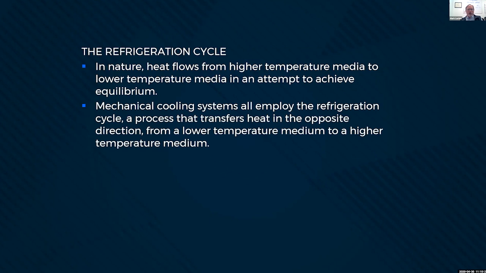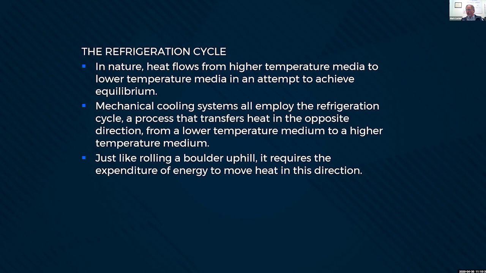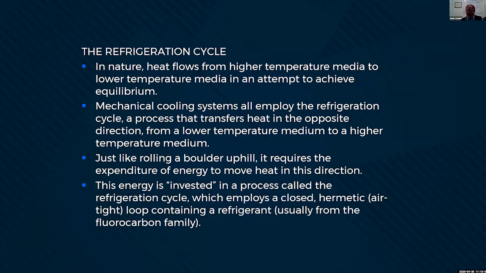Mechanical cooling systems all use the refrigeration cycle, which basically pushes heat in the reverse direction, from a lower temperature to a higher temperature. Just like rolling a boulder uphill, it takes work to go from a position of lower potential energy to higher, so we have to invest energy in that. We put that energy into a process called the refrigeration cycle, and typically most of the energy goes in when we drive the compressor with an electric motor. That refrigeration cycle basically consists of a closed hermetic loop with a refrigerant, usually from the fluorocarbon family.